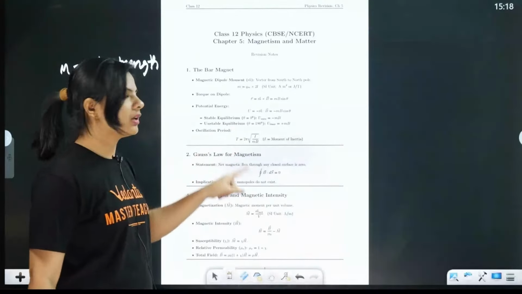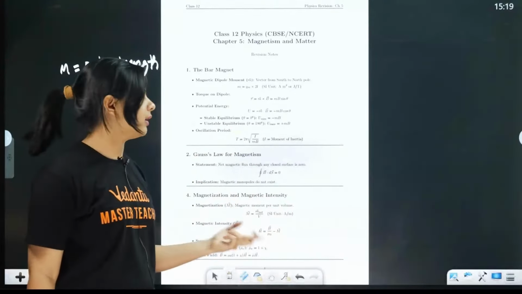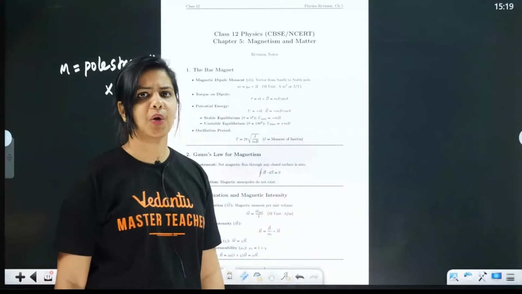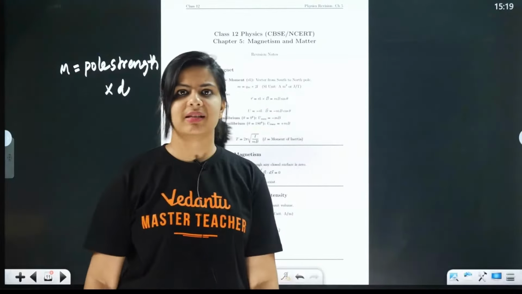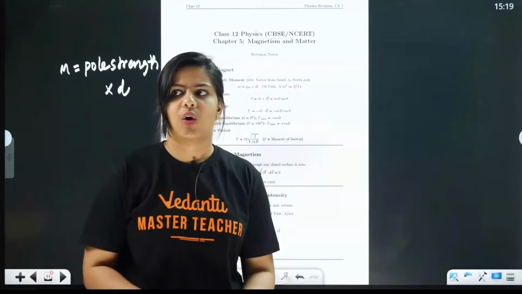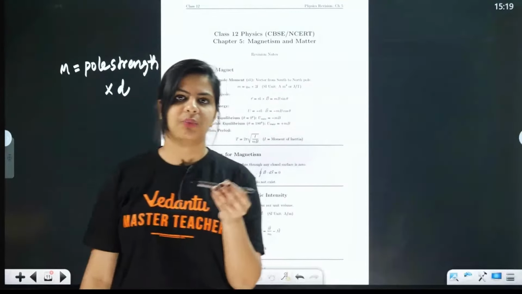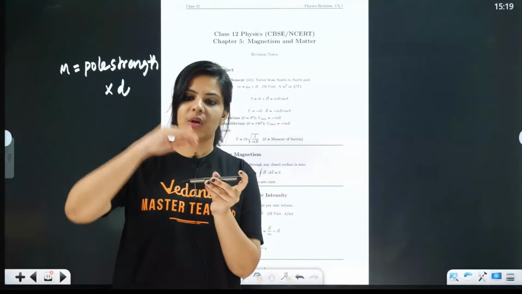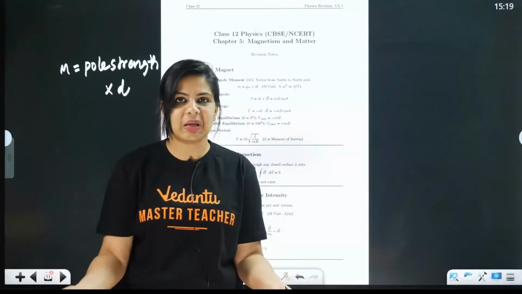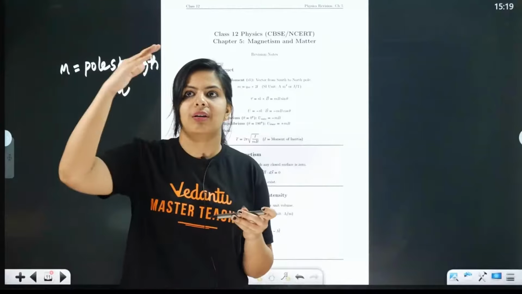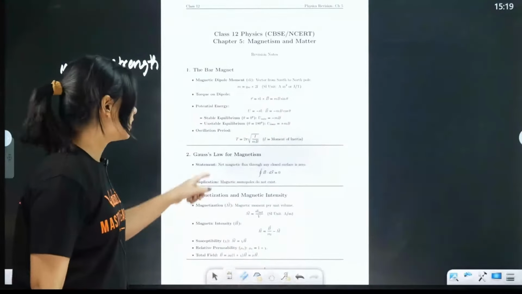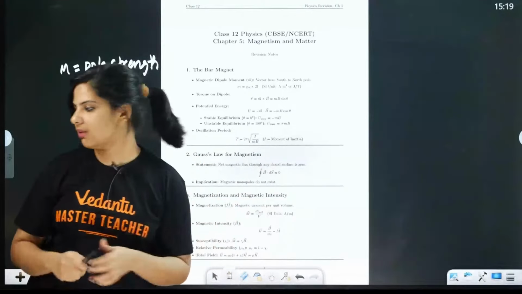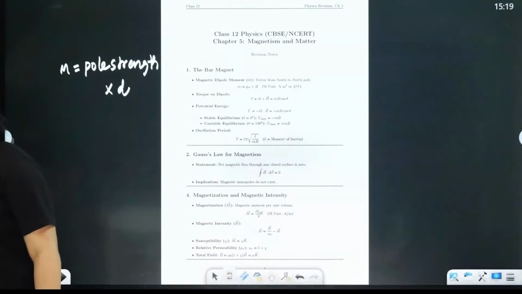Okay, and for unstable equilibrium, this theta is going to be 180 degrees. And next we should go for Gauss's law. What is Gauss's law? Gauss's law is very simple. We know that when we keep a magnet inside a Gaussian surface, the field lines going out and coming inside are the same. That means there is no net flux. So we can say that the closed integral of B dot ds is 0. Did everybody understand?